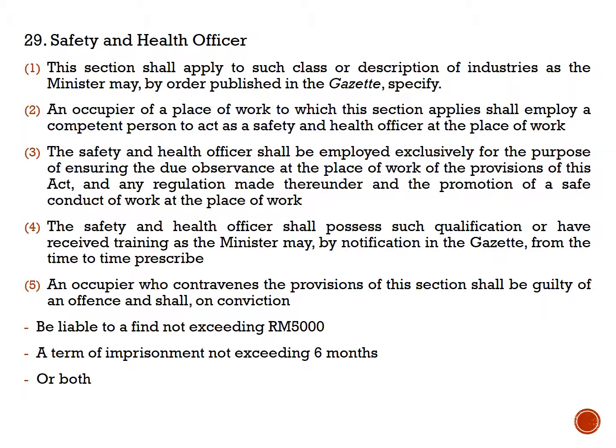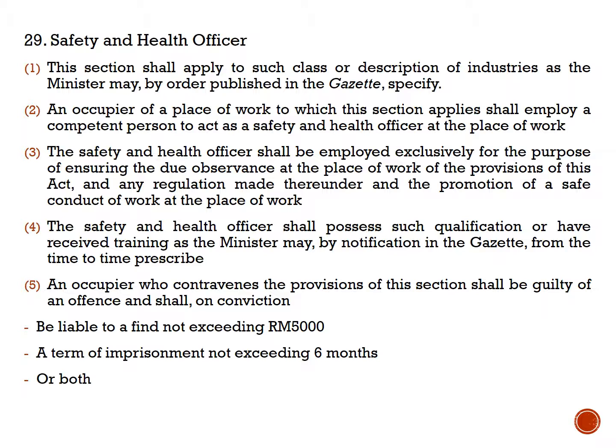Section 29, Safety and Health Officer. This section shall apply to such class or description of industries as the Minister may, by order published in the Gazette, specify. An occupier of a place of work to which this section applies shall employ a competent person to act as a safety and health officer at the place of work.